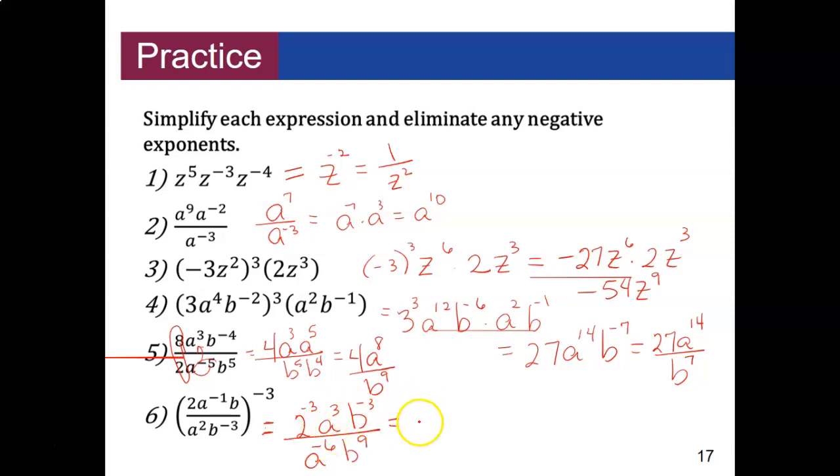Okay, so we want to move anything that's negative. So our 2 to the 3rd is going to come to the denominator, and our a to the 6th is going to go to the numerator, and our b is going to come to the denominator. So we're going to have a to the 9th over 8b to the 12th.